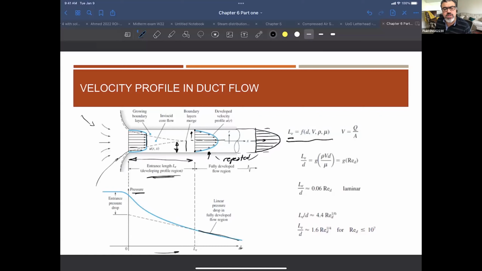Okay, same way as we did in chapter 5, the dimensional analysis. We know this length is a function of the diameter, the velocity, the density, and the viscosity, and we can end up with the length over D. So how many diameters downstream of this entrance does the fluid become fully developed? We end up relating this development length with rho V D over mu, which is our Reynolds number. So this entrance region will be different for laminar flow versus turbulent flow, and those numbers can be determined by experiment, and then we can find out those relations.